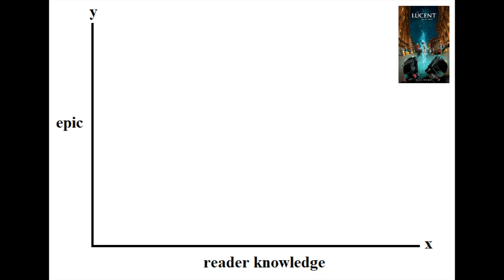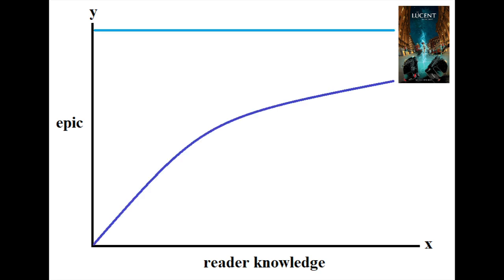Now, if I were to plot out The Lucent along this chart I just invented, it would look something like this. We are dropped into a world where we know nothing, yet the stakes are dialed up to their apex. And over the course of the story, we come to understand more. Not nearly approaching our fullest understanding, because it's the first book in the series, but we still progress in that direction over the course of the narrative.